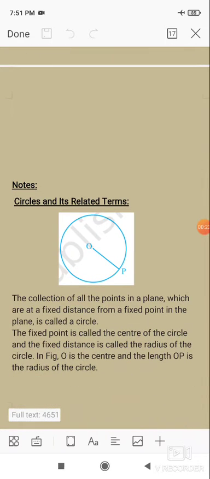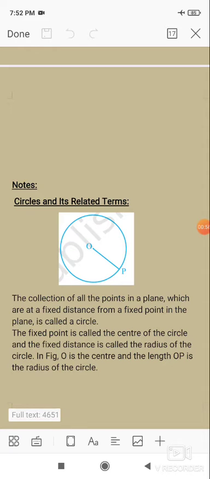Now listen carefully to the notes. So we know about circles. The terms related with the circle, listen carefully. What do you mean by a circle? Yes, in our class we have studied it is a closed figure. But listen carefully. A circle is a collection of points in a plane which are at a fixed distance from a fixed point in the plane. It is called a circle. A circle is a collection of points which are at equal distance from a fixed point.